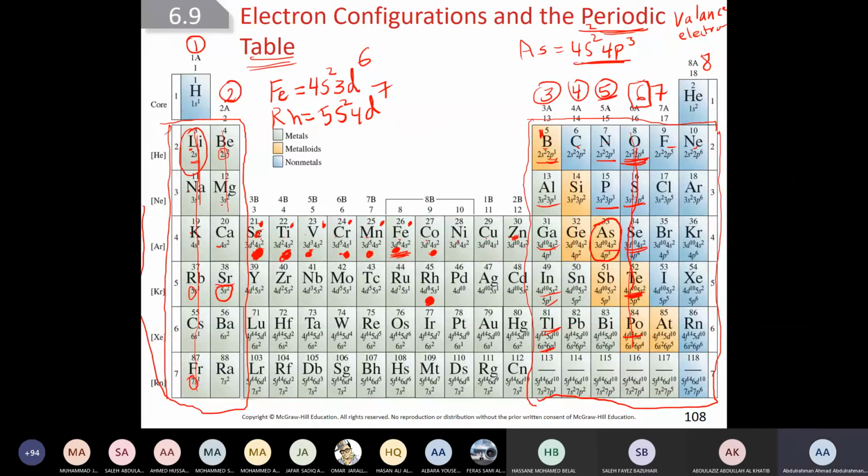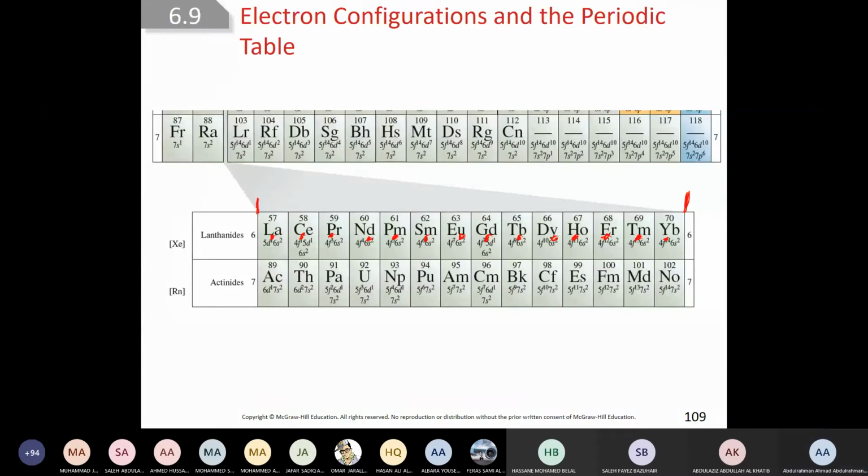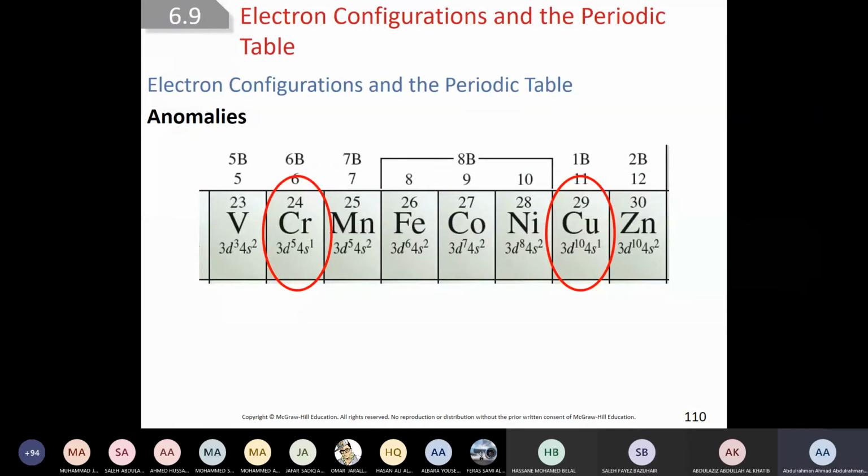Okay, good. All right. So we can tell what's the structure from the periodic table. Next. There are special cases.